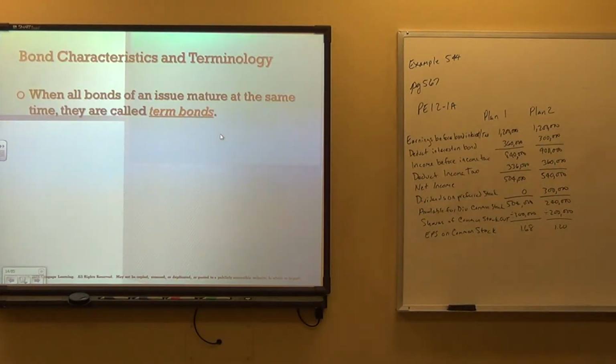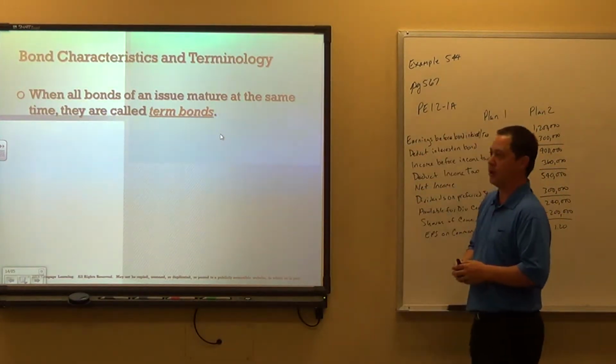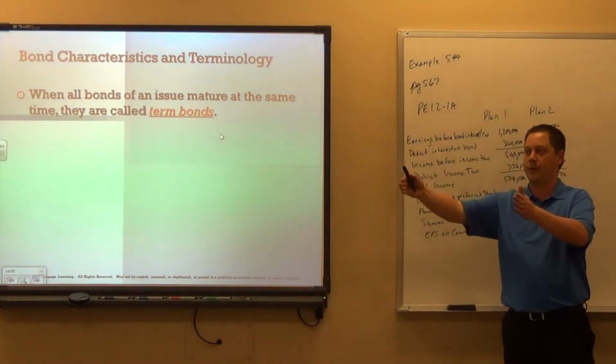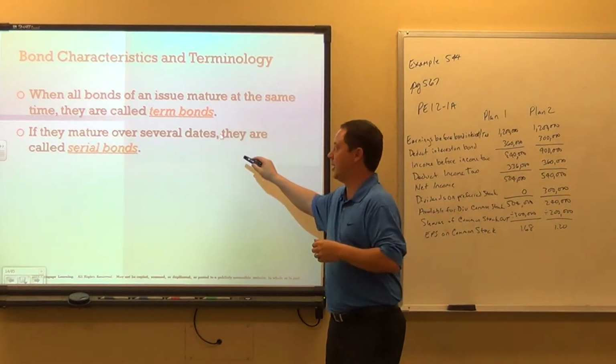When all bonds of the issue mature at the same time, they're called term bonds. So you may have a bunch of them that you put out there as term bonds. And then if you have them maturing over several different dates, they're serial bonds.